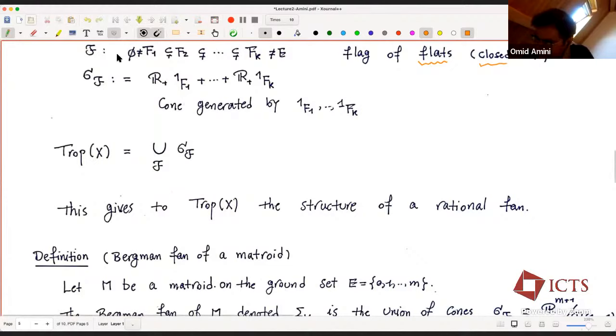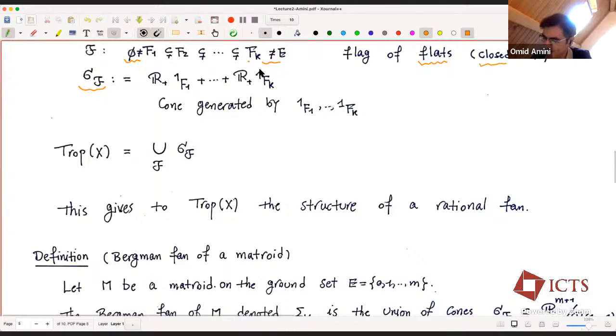Okay, so you take a chain of flats of your matroid. These are F1, F2 to Fk. And you assume that they are non-empty, and also the last one is not equal to E. And then you form this cone sigma F, which is generated by the characteristic vectors of F1, F2 up to Fk.